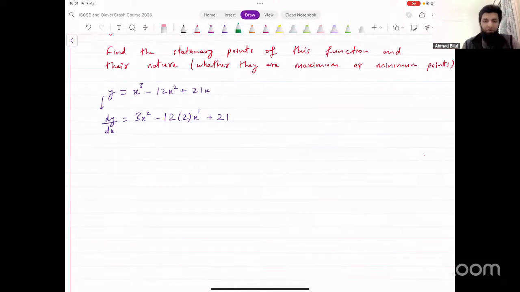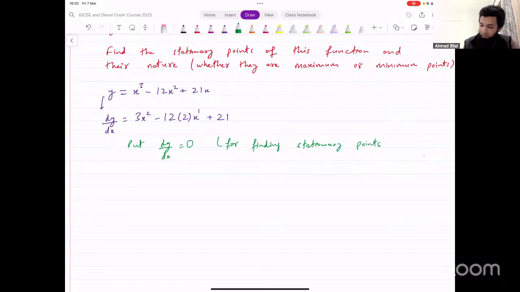Now, if we are looking for stationary points, what we do is we equate the derivative to 0. Let's simplify this first. We have 3x squared minus 24x plus 21. Let's just save time and put dy over dx equal to 0 directly. Why are we doing this? We don't always put that equal to 0. We only do this when we're looking for stationary points. Why? Because at the stationary point, the derivative is supposed to equal 0, right? So we put dy over dx equal to 0 for finding the stationary points.